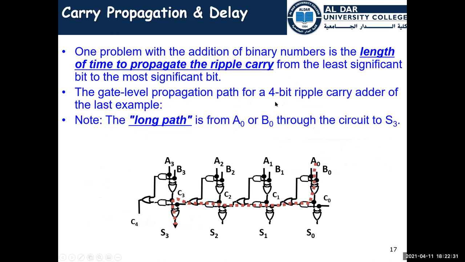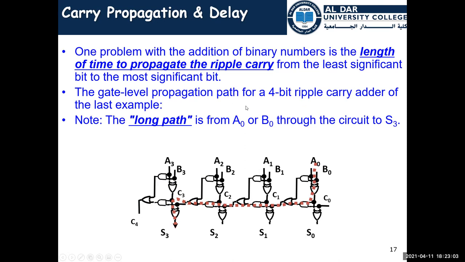So what do we call this? This is the propagation delay: the length of time to propagate the ripple carry from the least significant bit to the most significant bit. If we see here, the carry moves from the right-hand side circuit to the left-hand side circuit, then to the next one, and the final one to get C4 and S3, as we explained before.